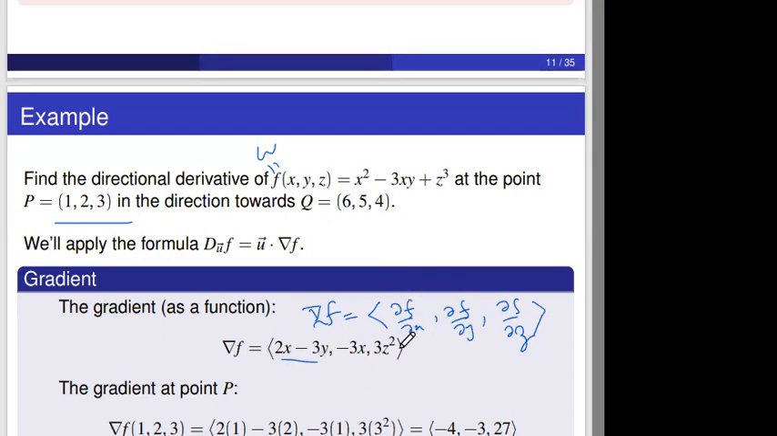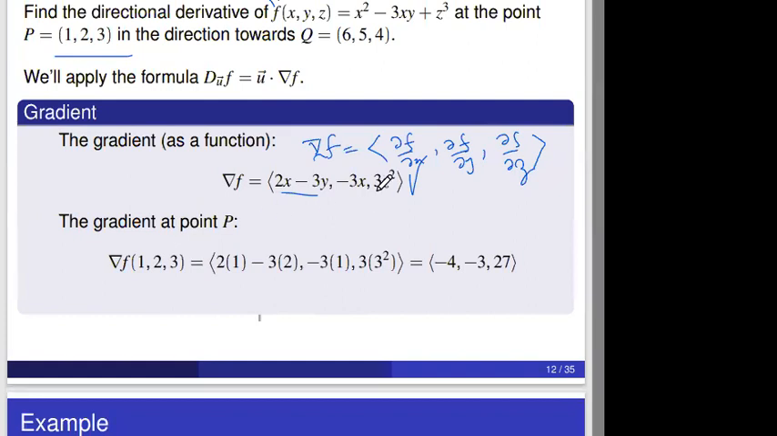We computed this bit, and now let's find the partial derivative of f with respect to y. This term becomes 0 when you differentiate with respect to y. You get negative 3x, only negative 3x. Now let's find the component, partial of f with respect to z. When you differentiate with respect to z, both become 0, and you get 3z squared. So this is the gradient of f, right?